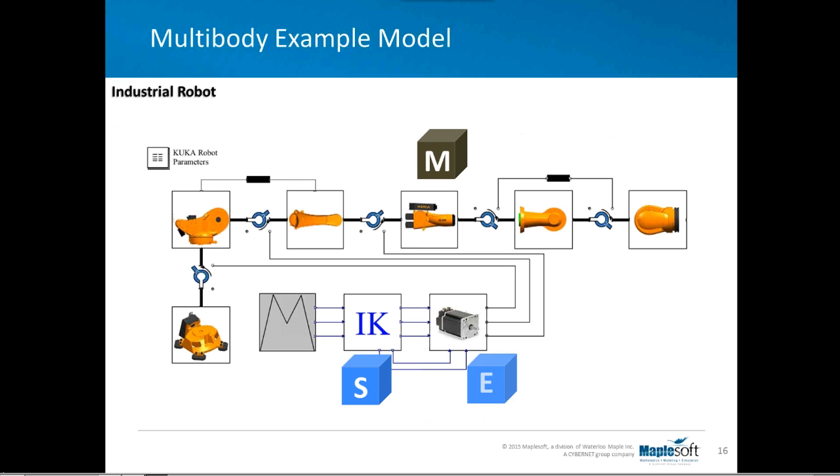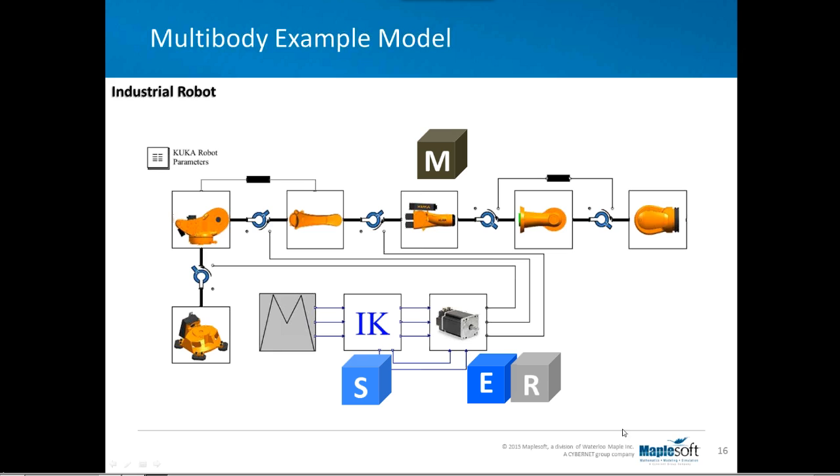This is another example, an industrial robot, which of course has multi-body components. We see subsystems that are connected through a series of revolute joints. We have an inverse kinematic block that was generated by automatically generating the equations from the system and using Maple to solve them to get the inverse kinematics in a seamless way.